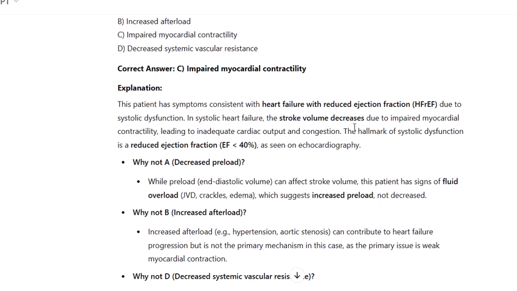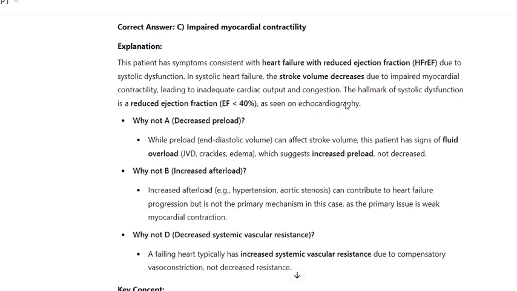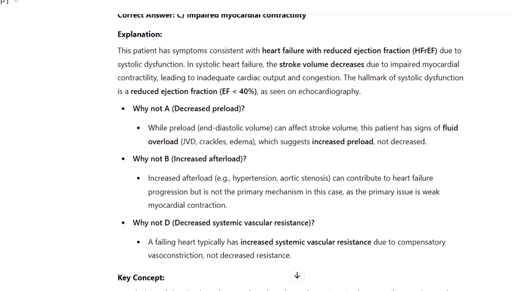Increased afterload, e.g. hypertension, aortic stenosis, can contribute to heart failure progression, but is not the primary mechanism in this case, as the primary issue is weak myocardial contraction. Why not D, decreased systemic vascular resistance? A failing heart typically has increased systemic vascular resistance due to compensatory vasoconstriction, not decreased resistance.